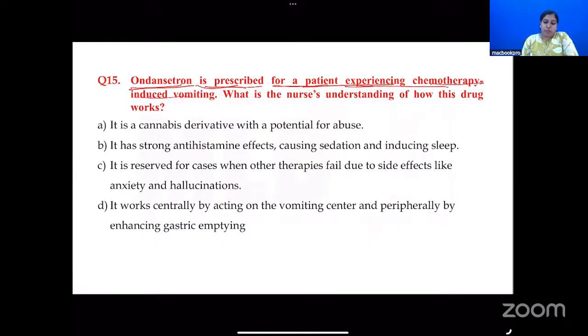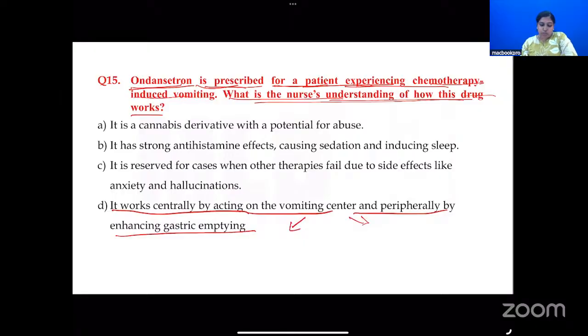experiencing chemotherapy-induced vomiting. Which is the nurse's correct understanding of how this drug works? Ondansetron is a 5-HT3 inhibitor, and this drug works centrally in your vomiting center, and peripherally by enhancing gastric emptying. It has two effects. It acts centrally by reducing the vomiting, and it also enhances gastric emptying. This is a very, very important point.